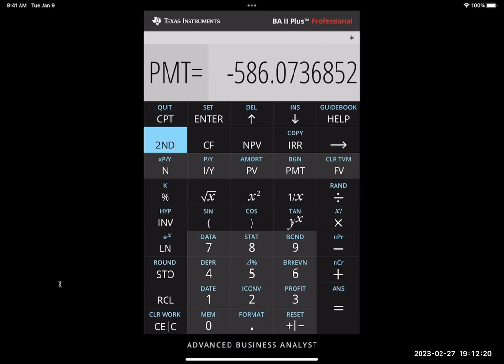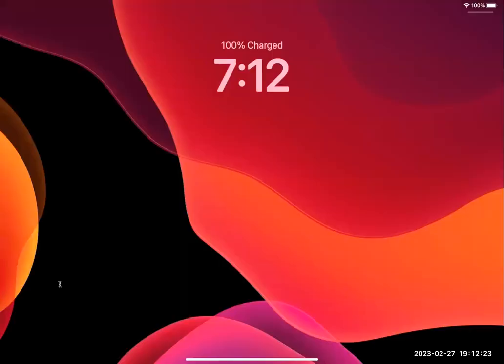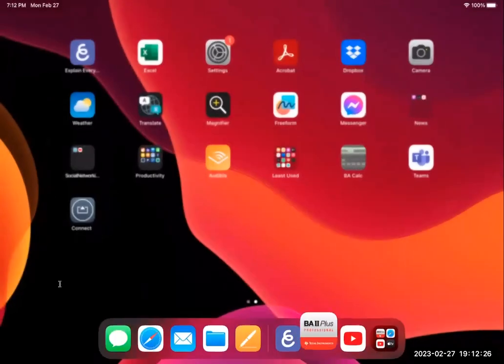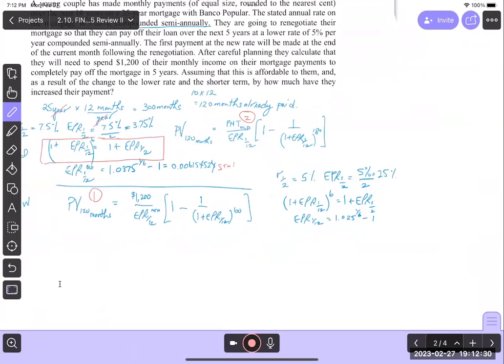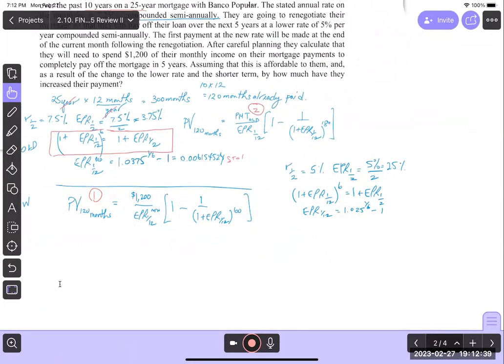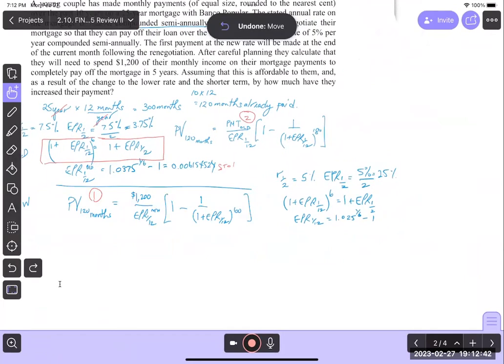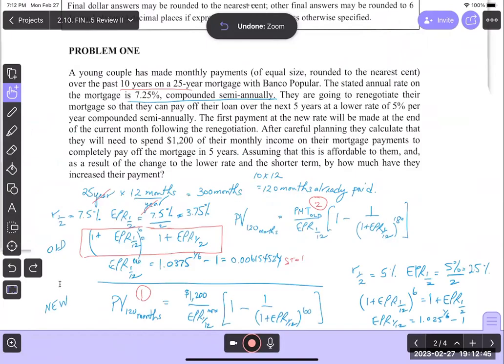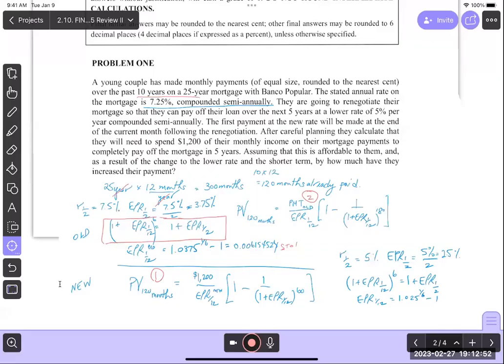Original mortgage rate, 7.25, 0.036. Maybe I did something wrong there. I used 7.5. What does it say here? 7.25. Well, that's my mistake. Are you there? Yes, I'm here. My mistake goes all the way back here. I used 7.5 rather than 7.25, so I have to do, I guess, just this last part again. So it's 7.25, not 7.5.